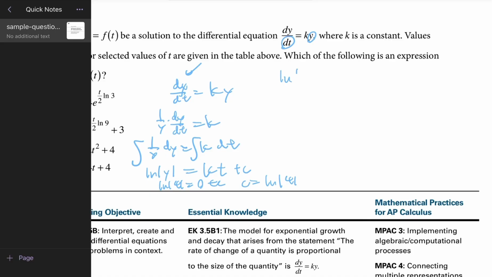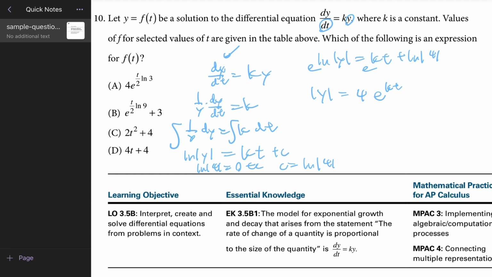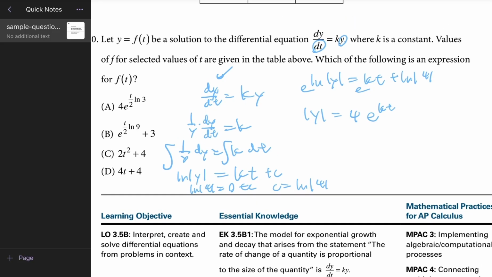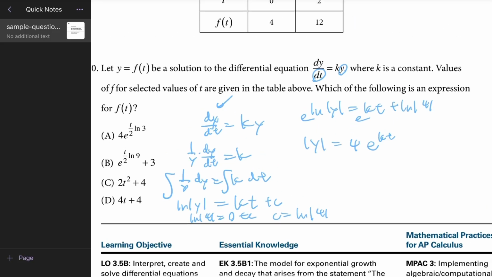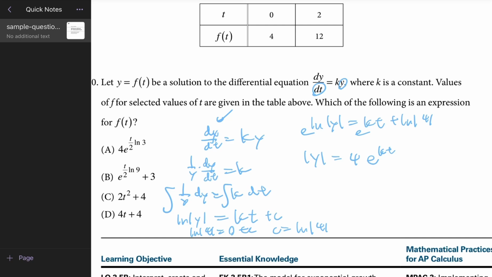Let's move it back up here. So we have the natural log of the absolute value of y is equal to kt plus the natural log of 4. And we can use e here. So we have the absolute value of y is equal to e to the power of the natural log of 4, which is just going to be 4, so 4 times e to the kt. And now we have the absolute value of y is equal to 4 times e to the kt, and we can use this one right here.